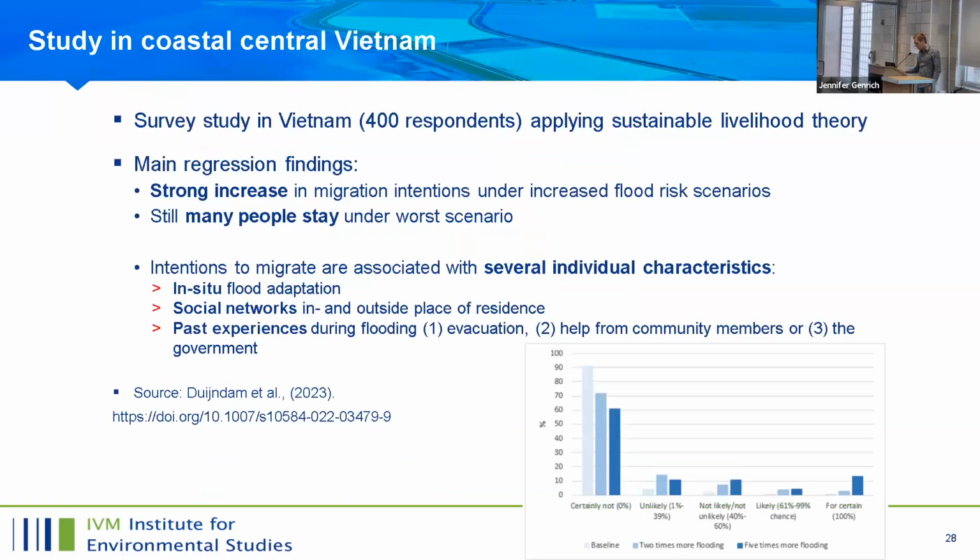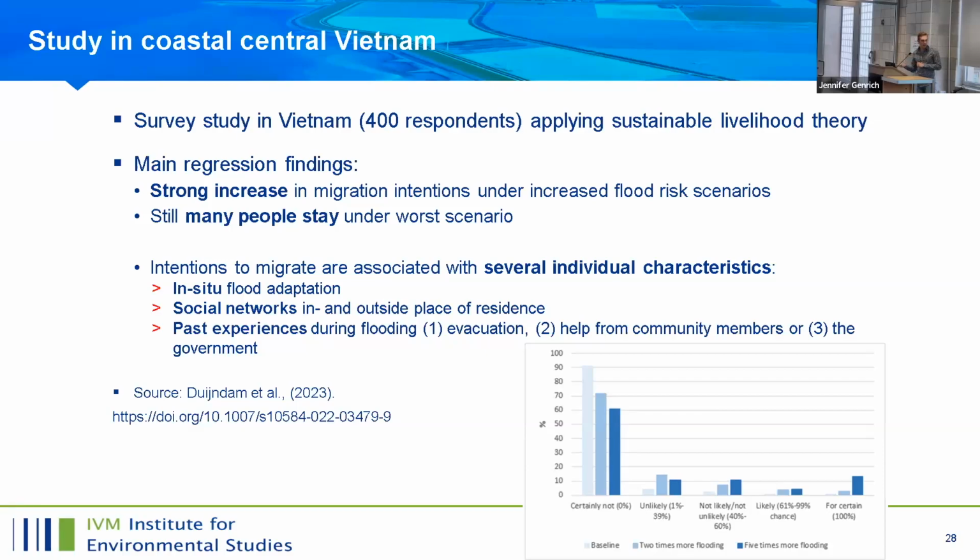So to contribute to these research gaps, in terms of looking at only past flood events, we conducted a survey study in Vietnam with 400 respondents. And there we not only looked at their current migration intentions, but also posed them future flood scenarios where flooding will increase. In 2020, there was a major flood in central Vietnam, and we carefully constructed this scenario where such flooding would occur twice or even 5 times more often, and see how that would influence their migration.